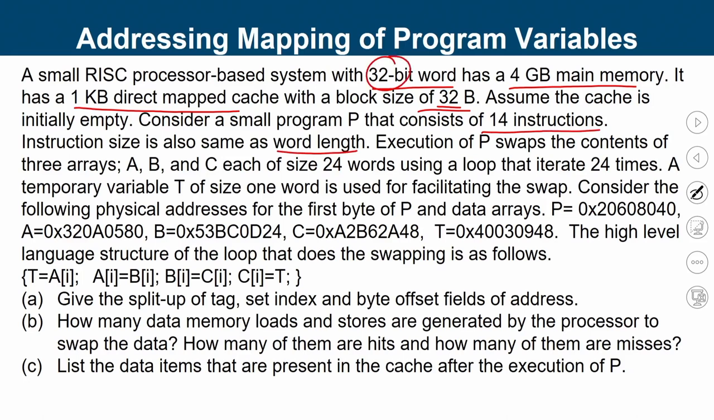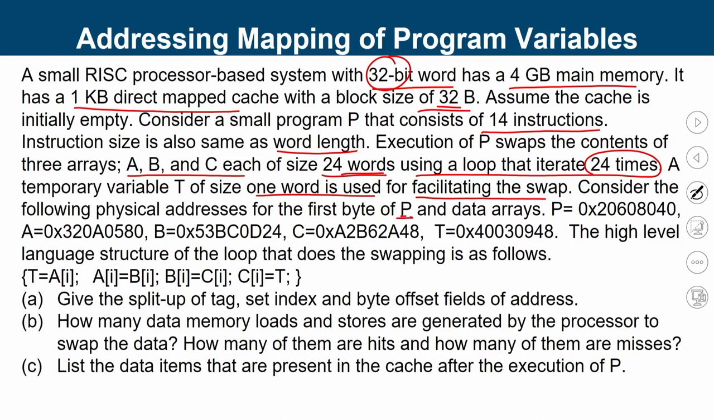Execution of P swaps the content of 3 arrays A, B and C. Each has 24 words. And how do you do that? Using a loop that iterates 24 times. A temporary variable T of size 1 word is used for facilitating the swap. Consider the following physical address for the first byte of P.